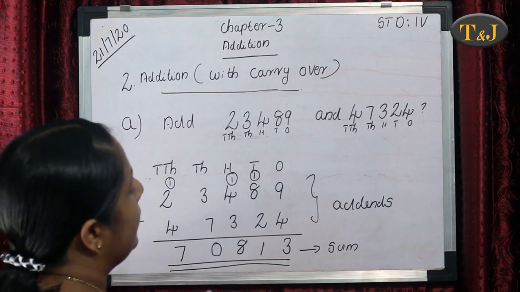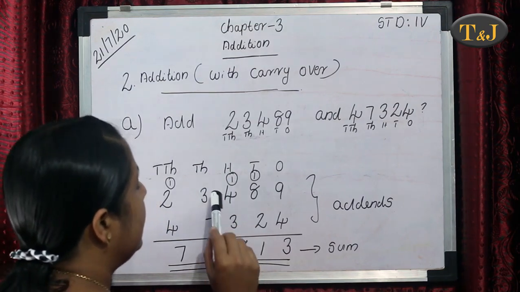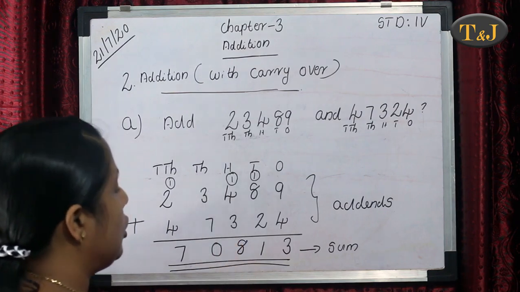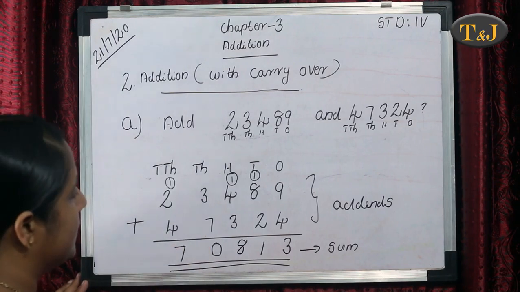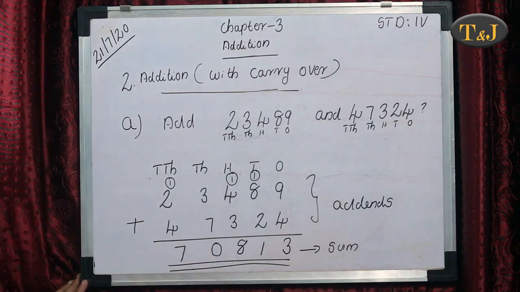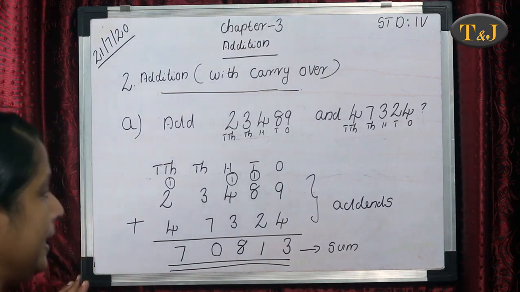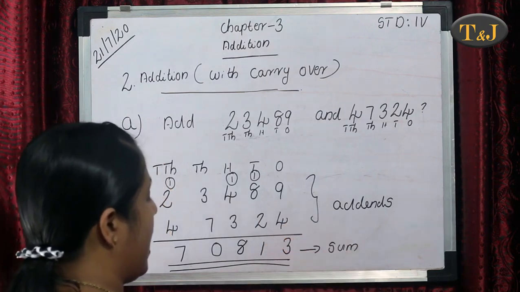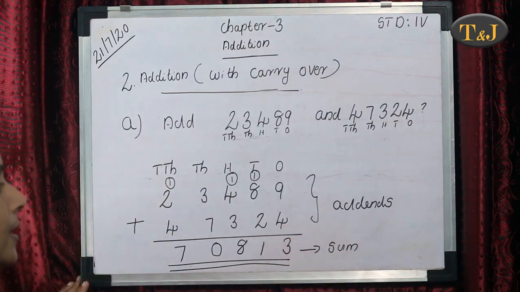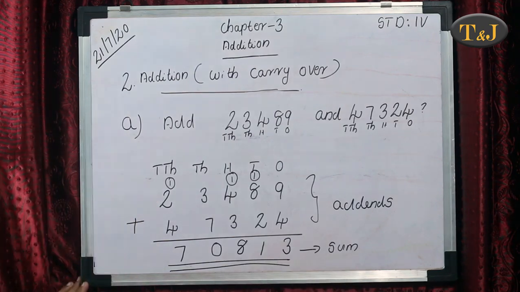Then 4 plus 1 equals 5. 5 plus 3 equals 8. Then write 8. Then the next numbers, 3 plus 7. 3 plus 7 equals 10. Then write 0 and 1 carried here. Then 2 plus 1 equals 3 and 3 plus 4 equals 7. So we get the answer as 70,830. The two numbers we add are called addends, and our answer, that is the result, is known as the sum. Okay.